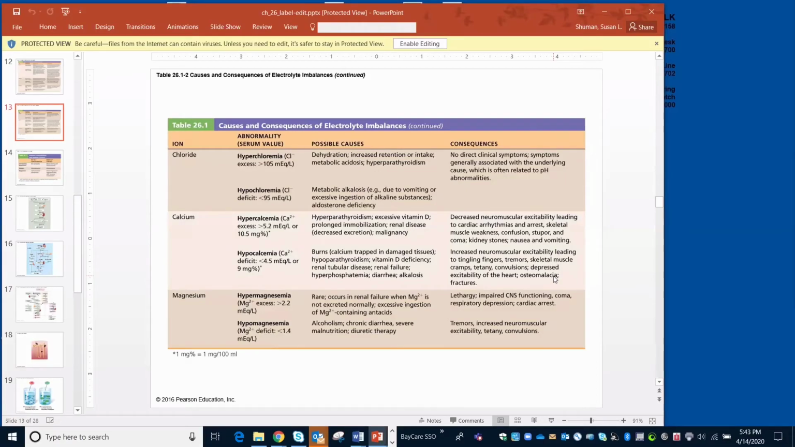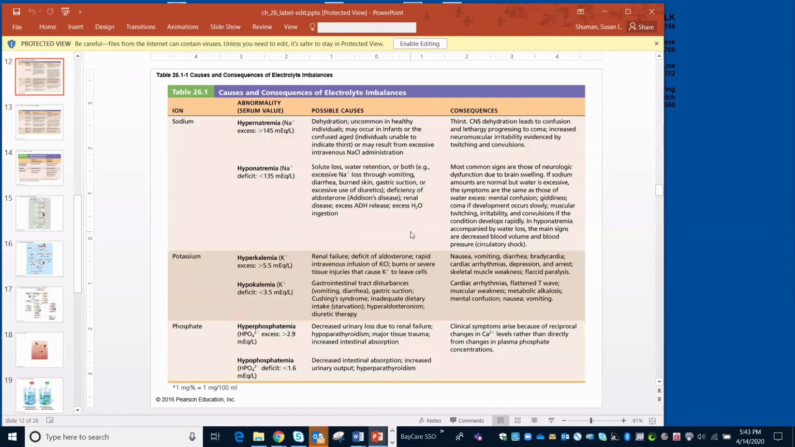We are now in the fluid and electrolyte section, and this table is on page 1020 in your books, okay? With the rest of this chapter, I believe you're going to see that you already know this. So that's kind of cool, I would hope.